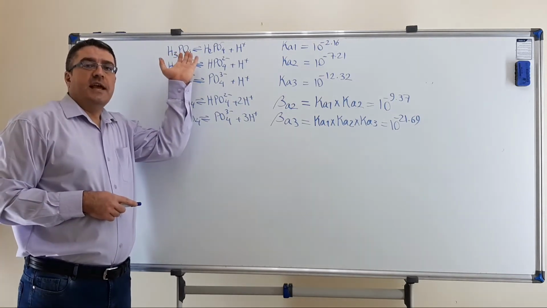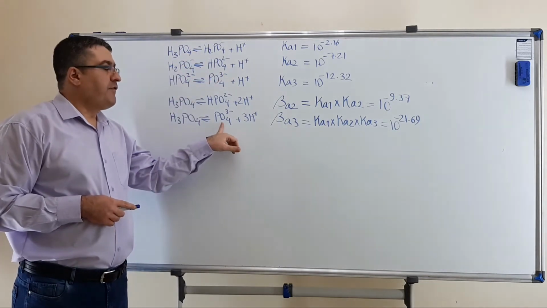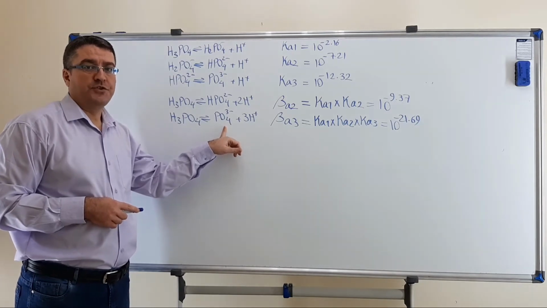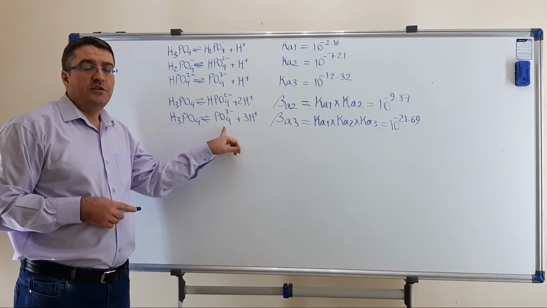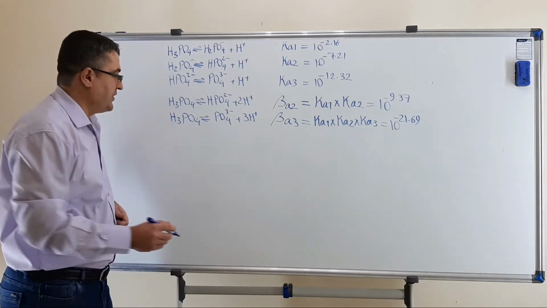Phosphoric acid is a triprotic acid in aqueous solutions. On the other hand, phosphate anion is a triprotic base in aqueous solutions. It can accept 3 H pluses in aqueous solutions. For example, we can consider the following reactions.